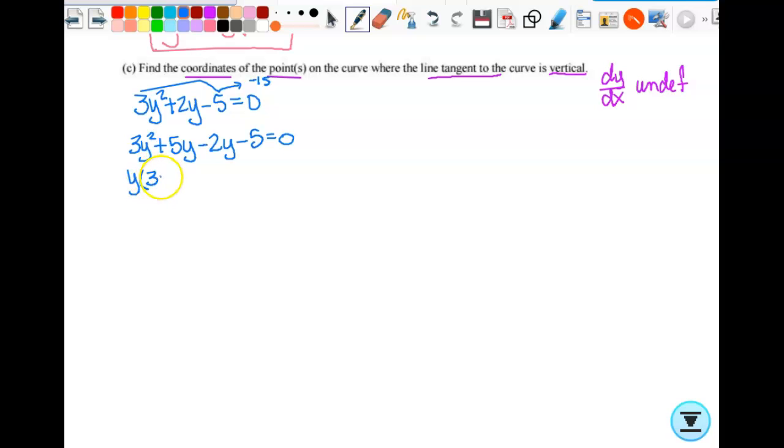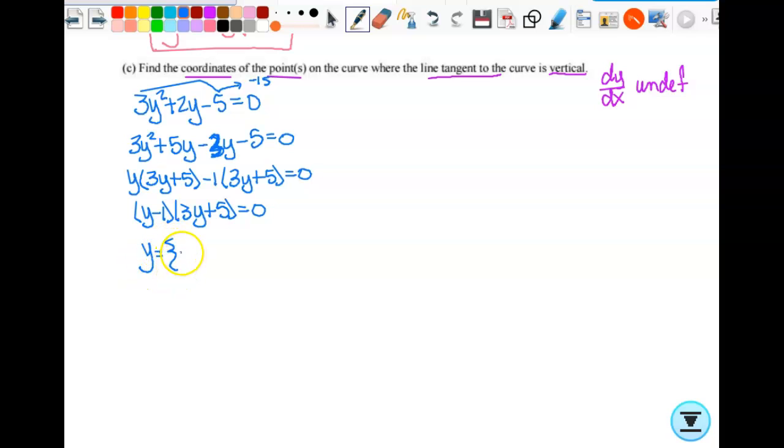So y times (3y plus 5) minus 1 times, oh, what did I do wrong? That should be a -3. I can't add and subtract. Do you understand why this should be a 3 and not a 2? Okay, so minus 1, and that gives me 3y plus 5 equals 0. So I get (y minus 1)(3y plus 5) equals 0. So my y values are 1 and -5/3.